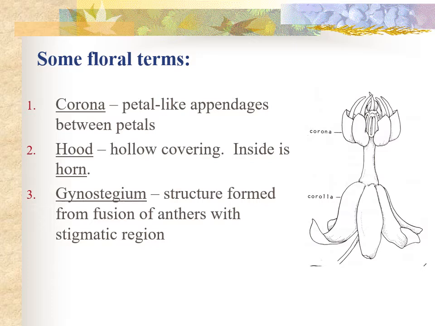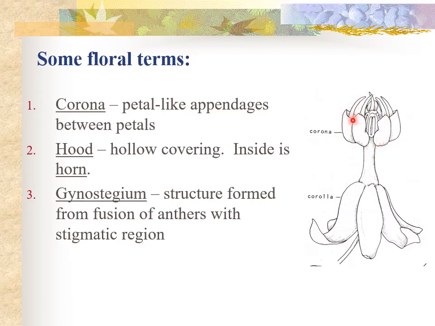So now we're going to get into describing some of the more specialized flowers found in the Apocynaceae. But before we do that, we're going to have to talk about some new floral terms. These flowers have what is essentially an extrafloral whorl known as the corona. The corona are petal-like appendages between the petals. You can see the petals comprising the corolla here, and the corona is this spot up here. The corona is composed of a hood, inside of which is a horn. The horn is this structure that's projecting right here out of the hood.